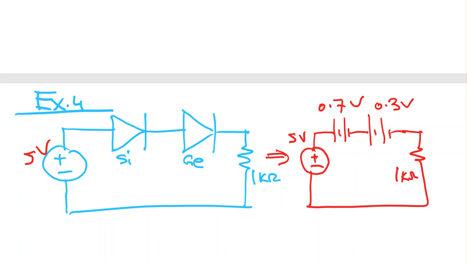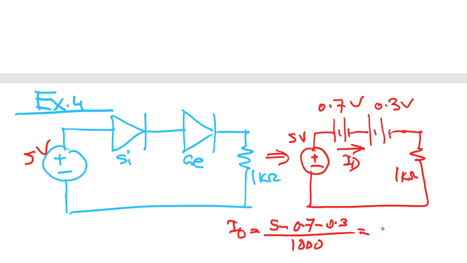And in this case we can say that the current ID will be what? ID will be equal to 5 minus 0.7 minus 0.3 divided by 1000 ohms, and that will give you 4 milliamperes.